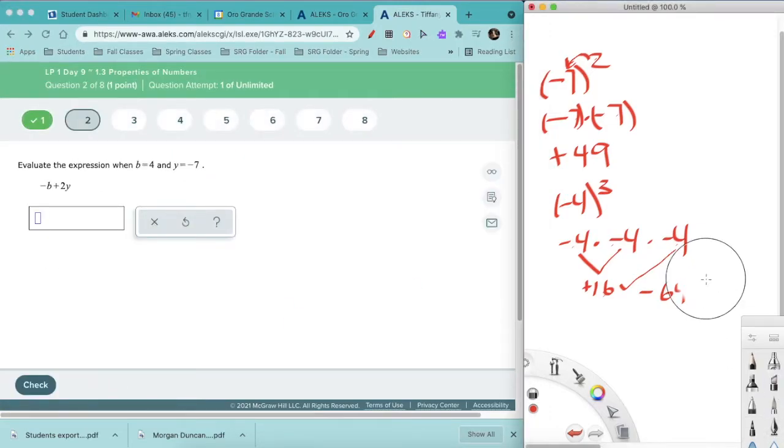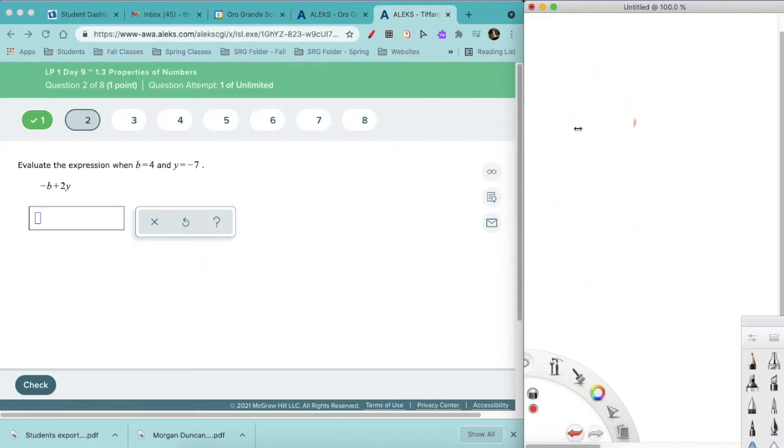Okay, so there's a little bit more review. We did this on the last homework assignment too, where we were evaluating some expressions. So we have negative b plus 2y, and then they're telling us what b and y are. So with this one, we just need to plug in our numbers. So this is just a practice in substitution.